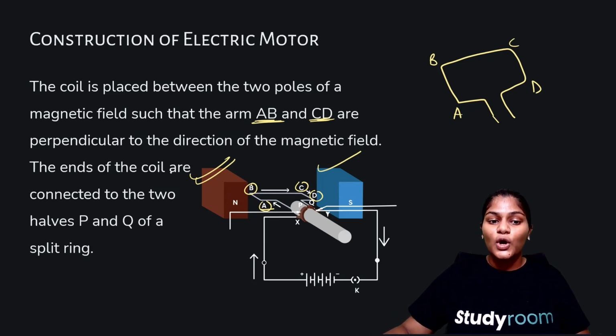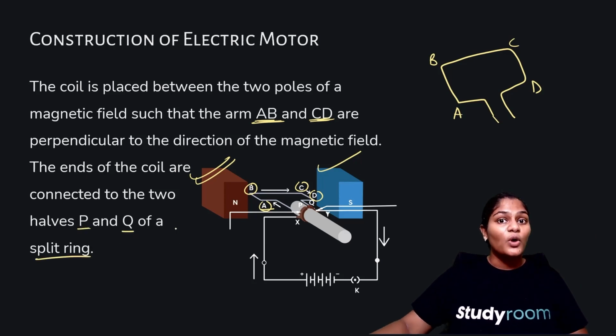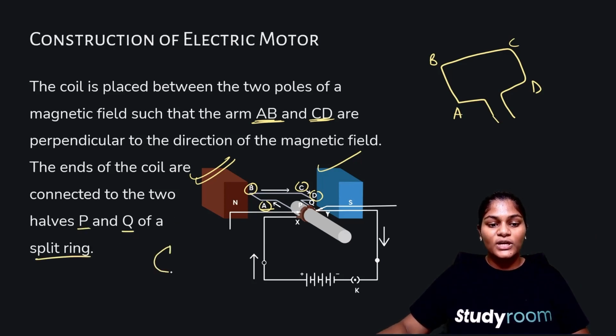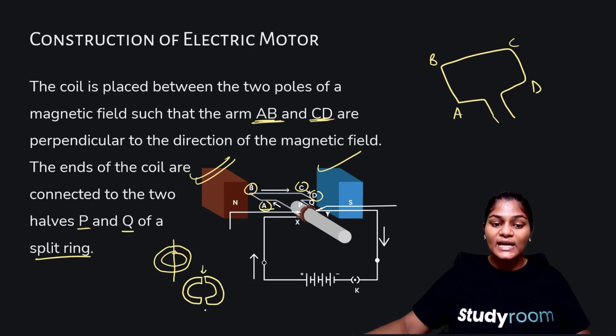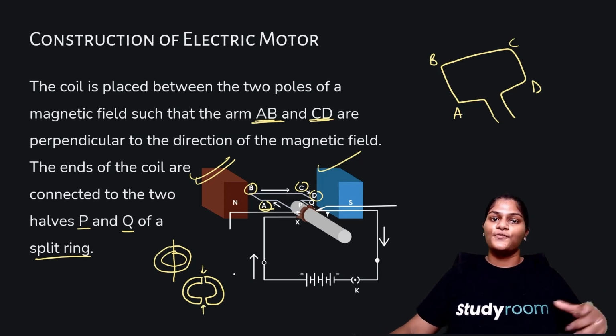The ends of the coil are connected to two halves P and Q of a split ring. Now, what is a split ring? What is a complete ring? A complete ring looks something like this. This is a ring. Now a split ring is when this ring is split into two halves and it is separated like this. This is a split ring. So you can see there is this gap between the two halves of a split ring.